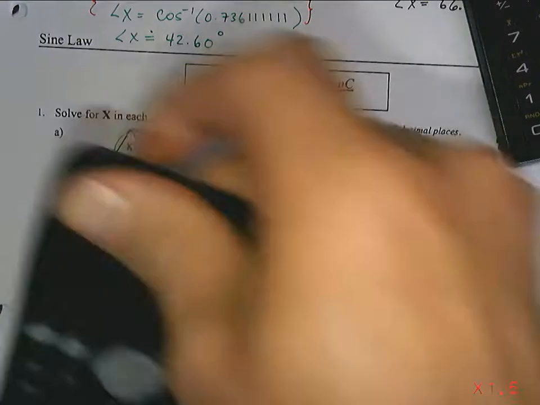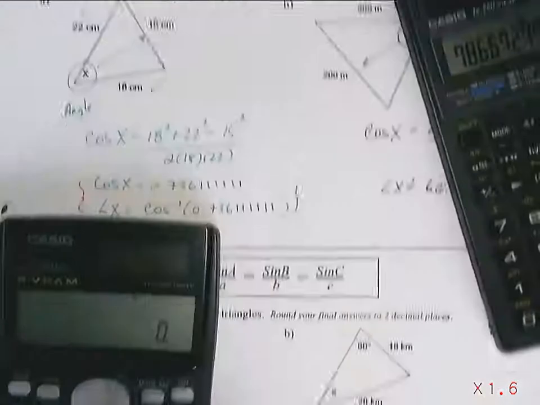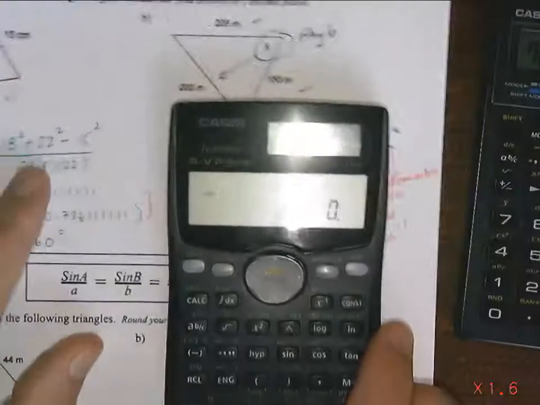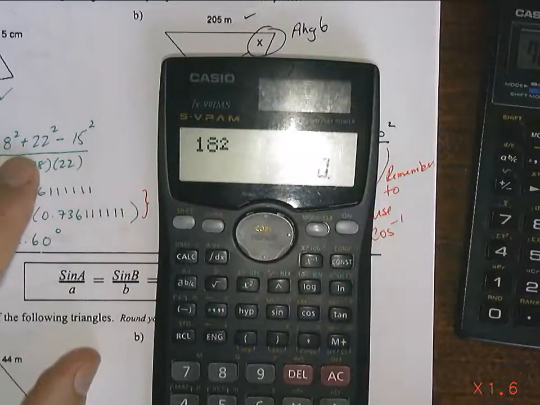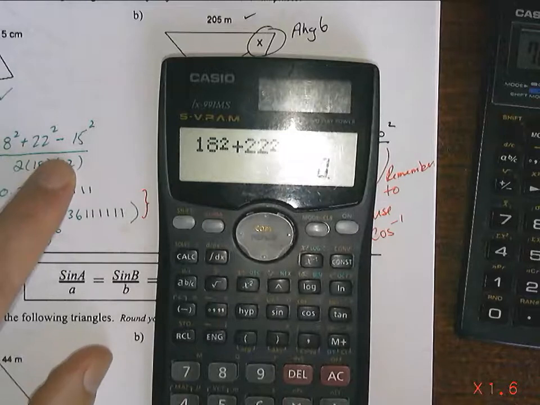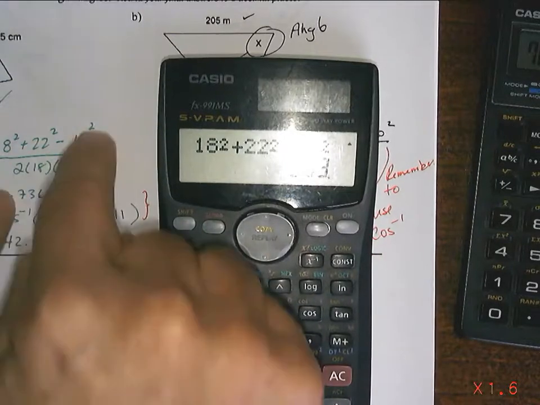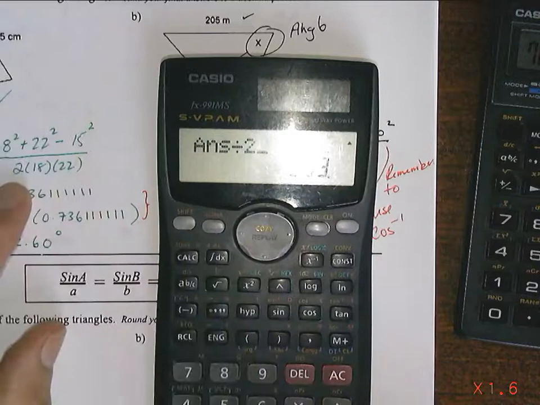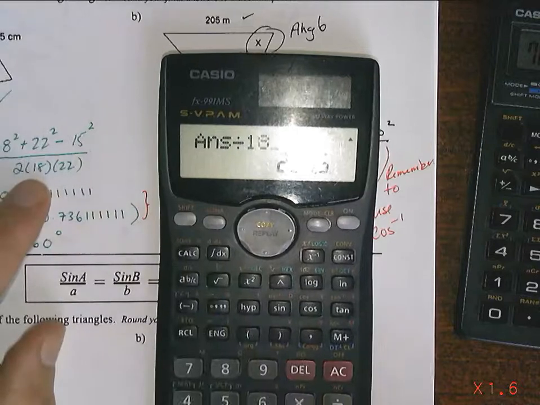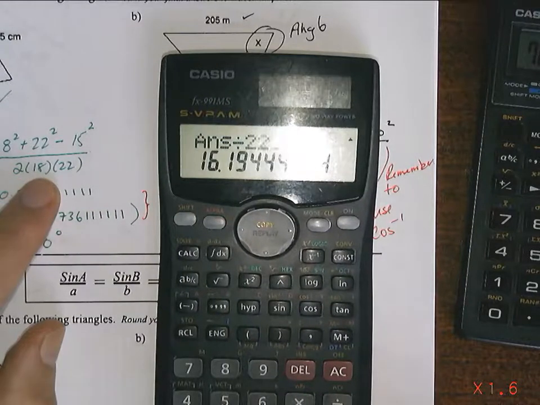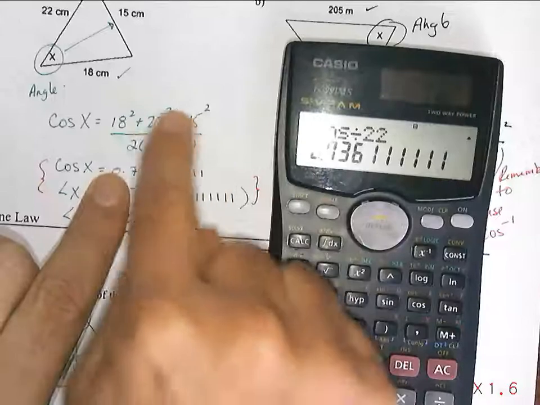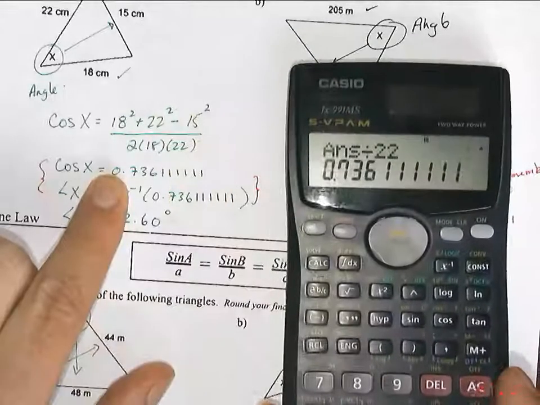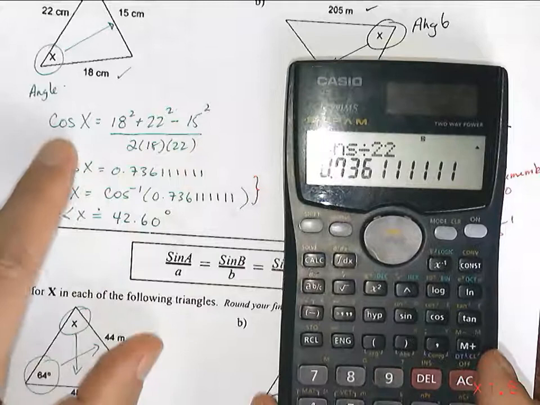Let's say you got one of these fancy calculators, way better than mine, and let's say I wanted to do this. So what I would be doing is 18 squared plus 22 squared, take away 15 squared, and I'd hit equals. So that's the entire top. Then I would divide it by 2, then I would divide it by 18, then I would divide it by 22. And that is the answer to all of this stuff going on right here. This is the answer to that. It's a decimal, but I need to use the inverse.